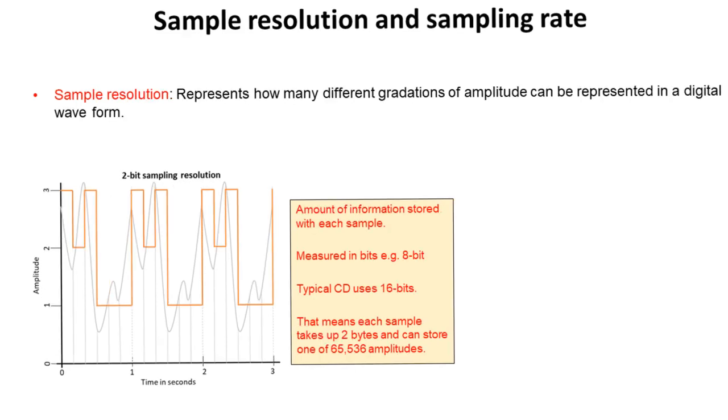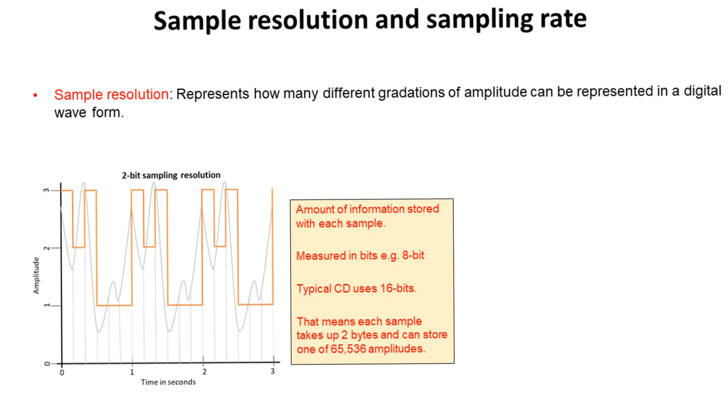The other factor which affects the size is the sample resolution. Now this represents how many different gradations of amplitude can be represented in a digital waveform. So you can think of this like the amount of information stored with each sample. We measure this in bits, for example 8 bits, and a typical CD uses 16 bits.